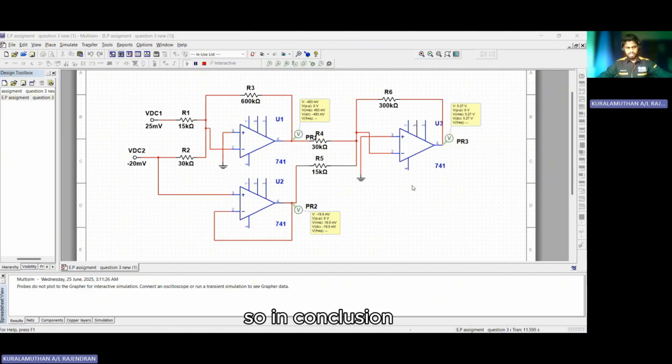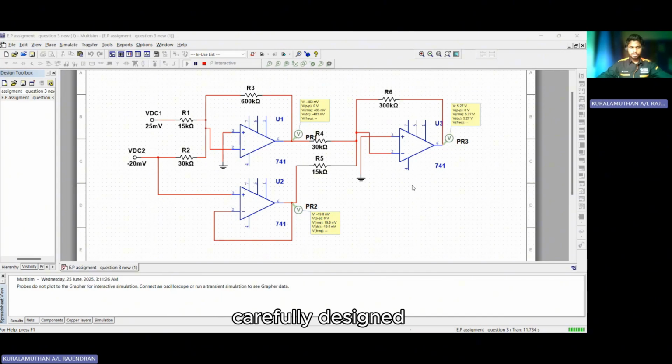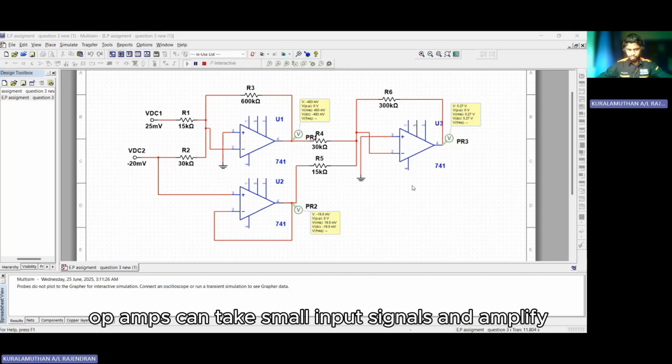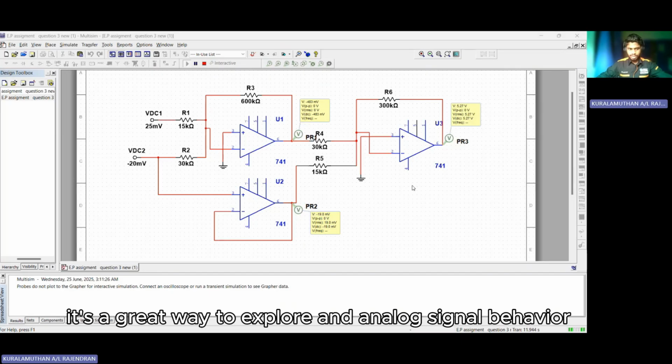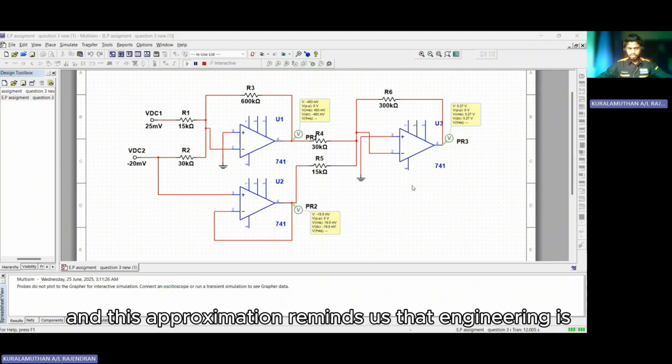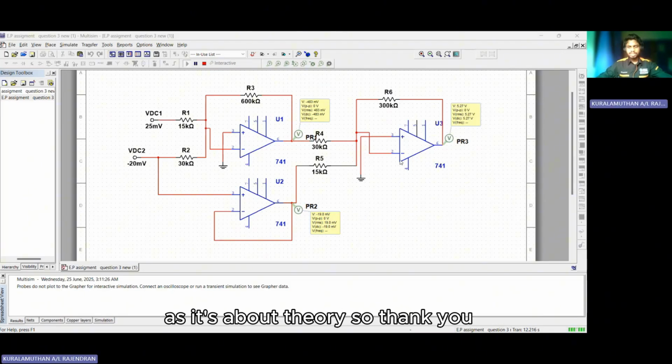So in conclusion, the circuit effectively demonstrates how carefully designed op-amp stages can take small input signals and amplify or process them meaningfully. It's a great way to explore analog signal behavior. And this approximation reminds us that engineering is as much about understanding practical outcomes as it is about theory. So thank you.